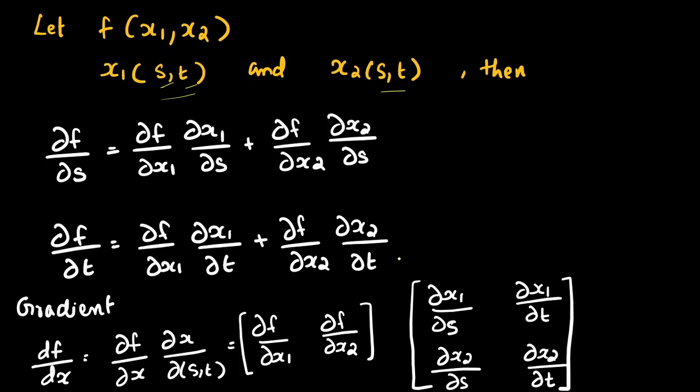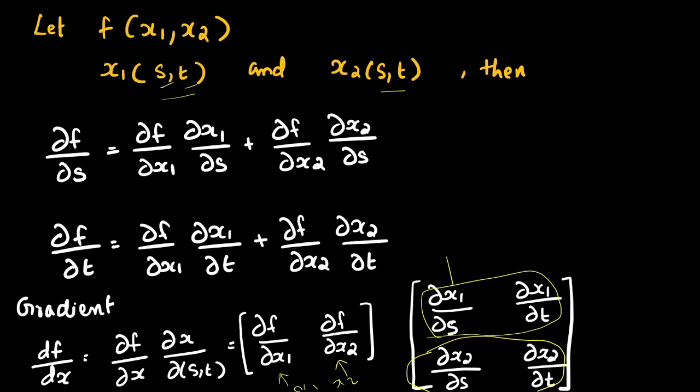The matrix representation is much easier to represent: dou f by dou x1, dou f by dou x2. These are the partial derivatives of f with respect to its immediate variables x1 and x2. And in the second matrix, the first row represents the derivatives of x1 with respect to its variables, and the second row gives you the derivative of x2 with respect to its variables. So that is the easiest representation of the gradients.